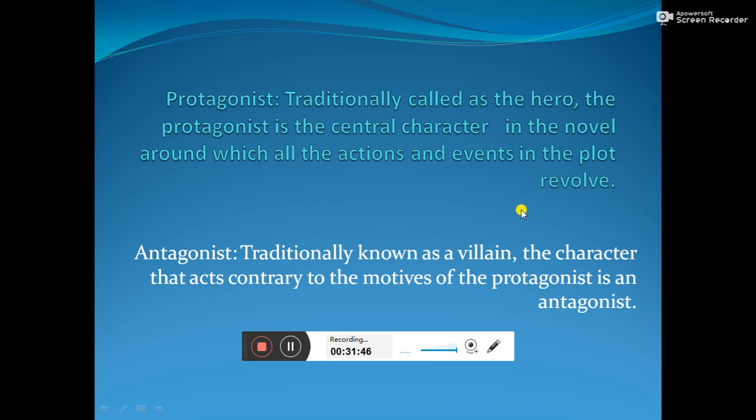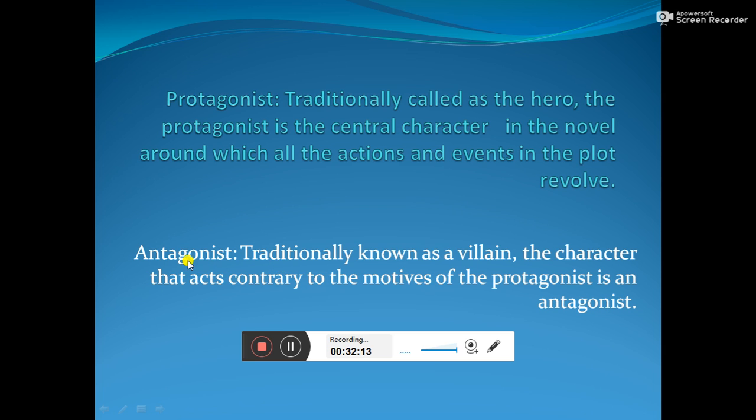Right? Generally now, the term hero is not used, because in the Greek tragedies or even in the Shakespearean drama, the hero had very different characteristics. But now it is called simply the protagonist, that is the central character.